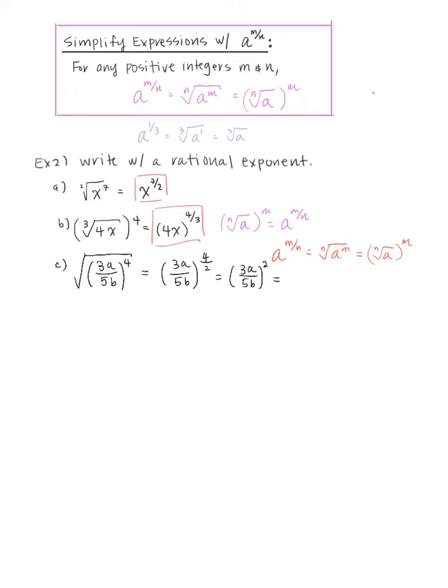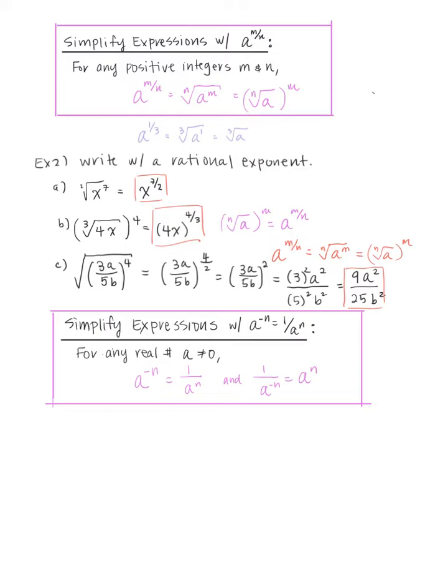So this is the same thing as 3 squared times a squared, whole thing over 5 squared times b squared. That's one of the properties of the exponents. So this is going to be 9a squared all over 25b squared. And I'm just going to box that for the answer.